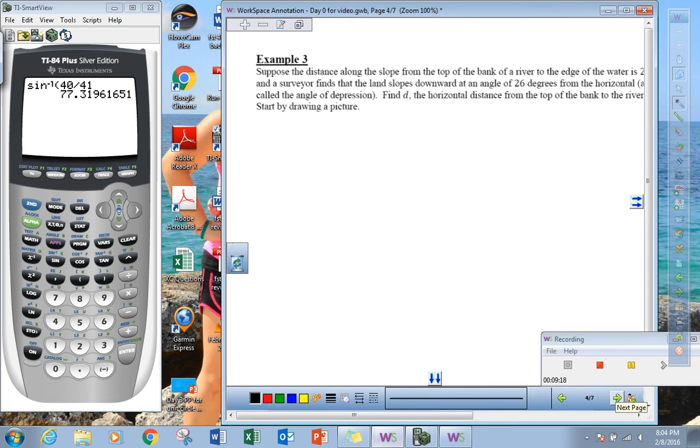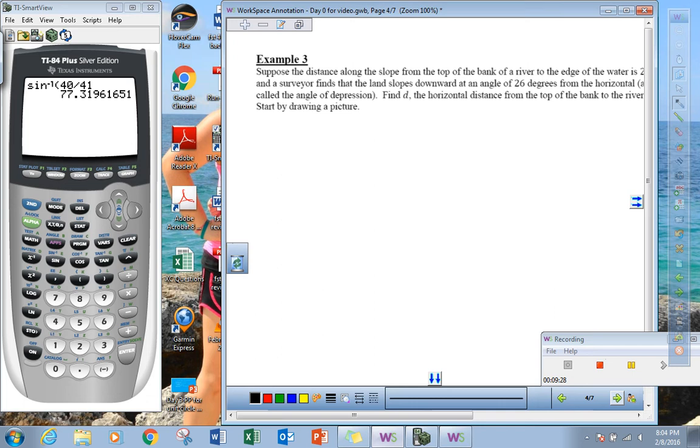Jump on over to number 3 if you would. This one says, suppose the distance along the slope from the top of a bank of a river to the edge of the water is 23.6 meters. And a surveyor finds that the land slopes downward at an angle of 26 degrees from the horizontal, also called the angle of depression. Find D, the horizontal distance from the top of the bank to the river's edge.